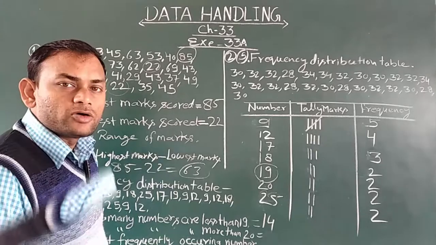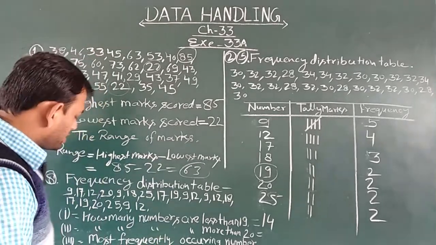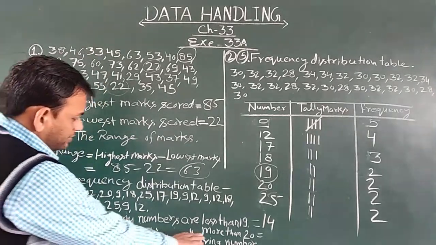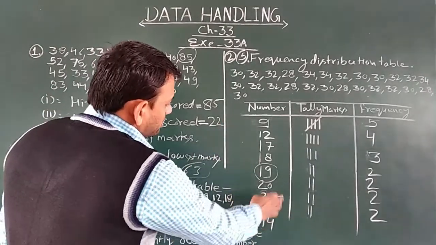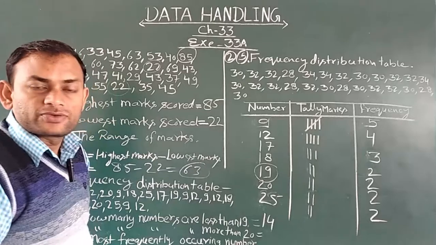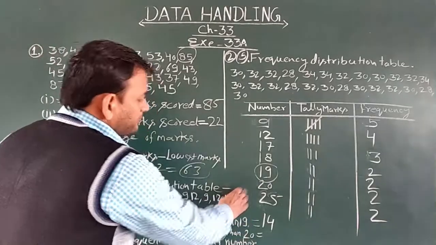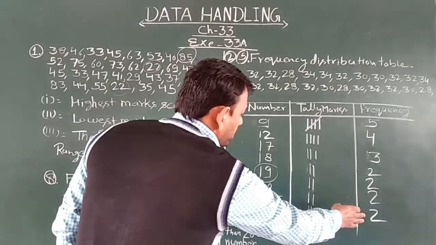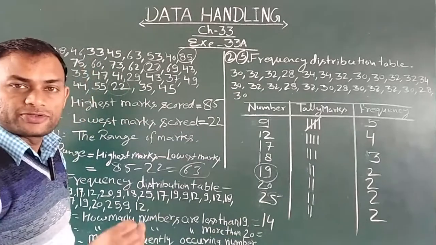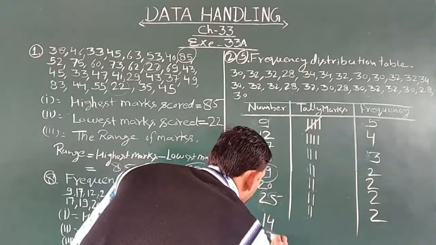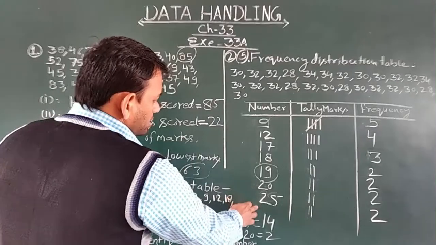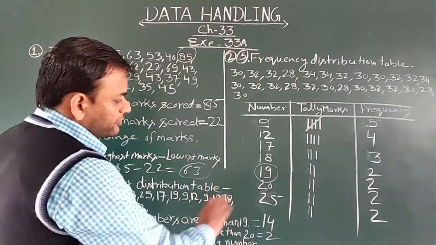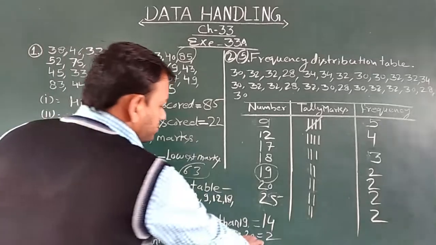Now the second part of this question asks how many numbers are there more than 20. In the table you can see that only 25 is more than 20, and 25 has come 2 times, meaning the frequency of 25 is 2. So the answer of this question will be 2.